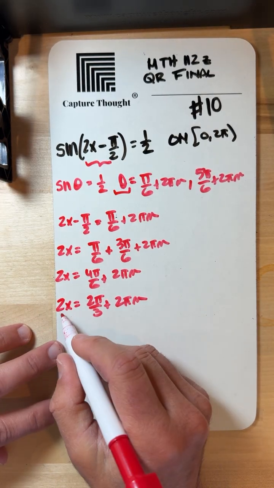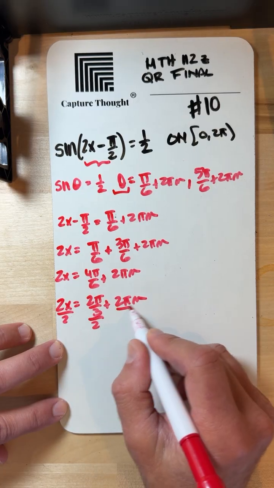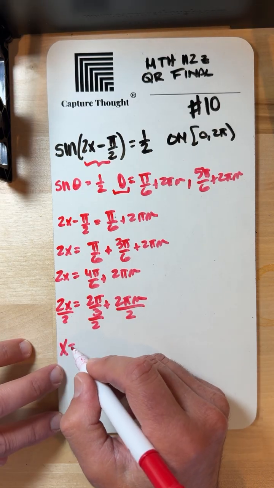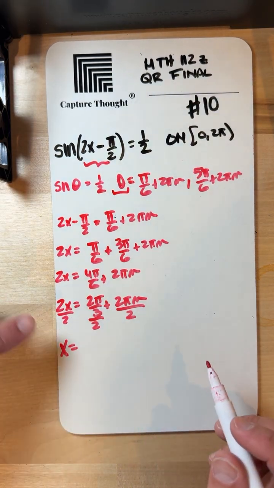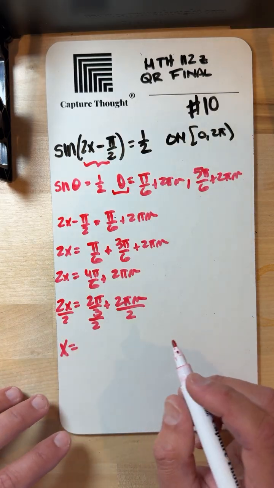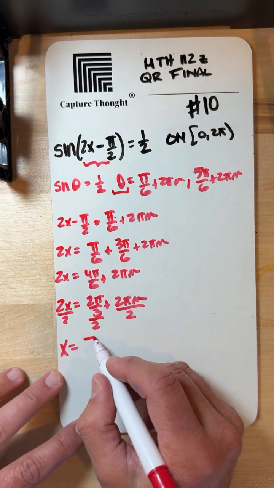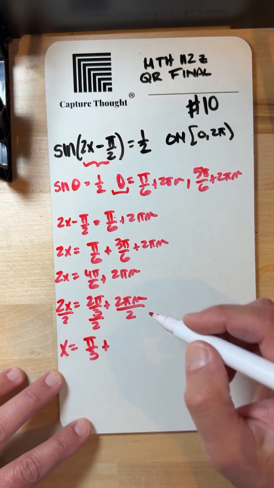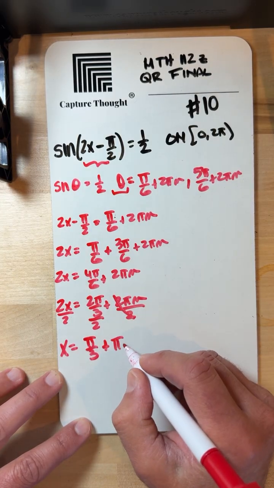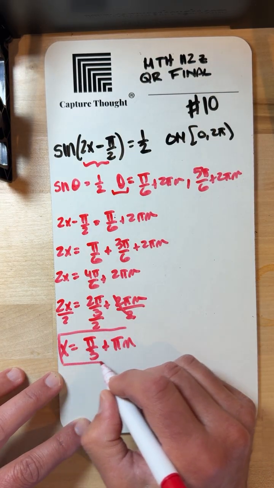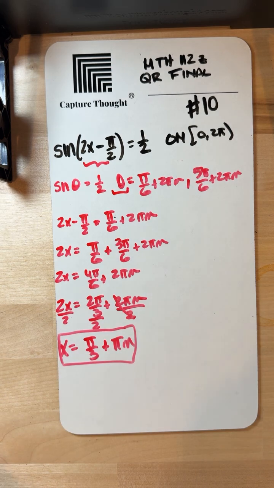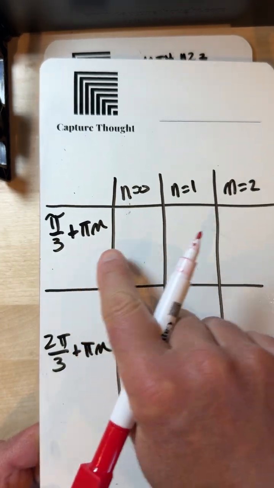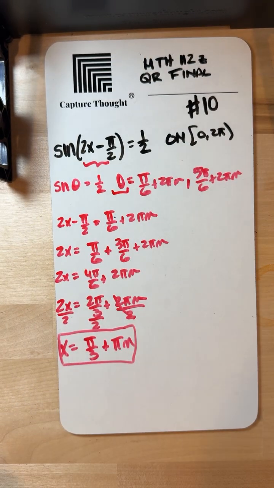And then I'm going to solve for x by dividing everything by 2. So x is now going to be, let's see here, half of 2 pi over 3 is just going to be pi over 3. And then the 2's cancel here, and I get plus pi n. So we're going to hold on to this for just a moment, okay? And I have it written down over here. I'm going to show you how to do the rest in a second, okay?